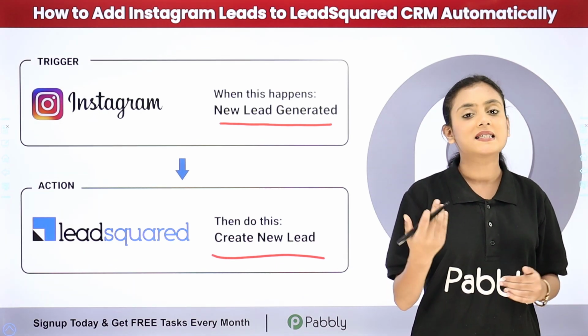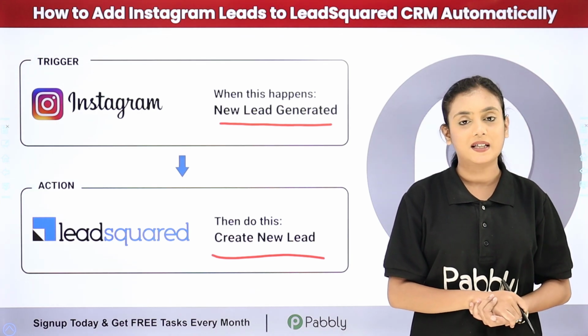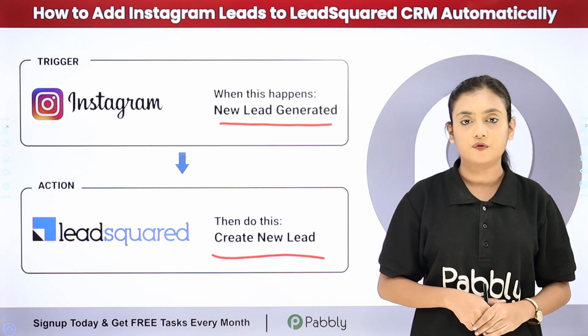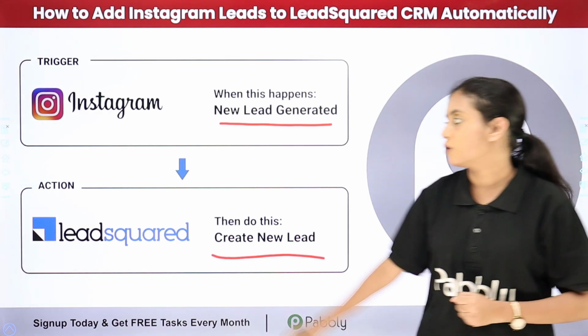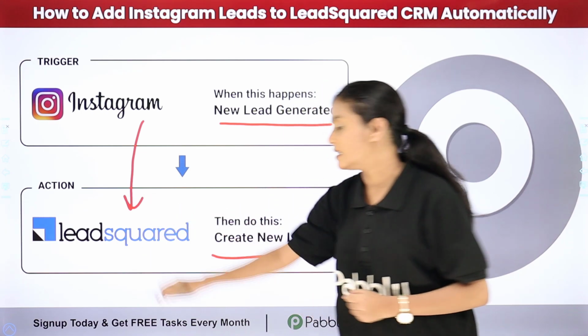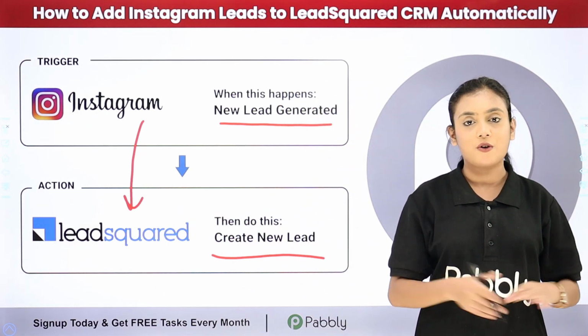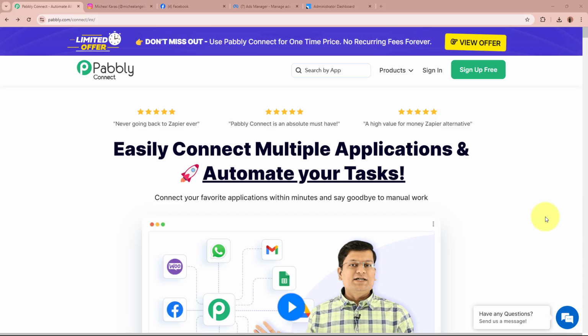So what I did was I simply automated this entire process with the help of Pabbly Connect, which is an amazing automation and integration software. In this video, I've created an automation between Instagram lead ads and LeadSquared. So if you want to learn about this amazing automation, then let me take you all to my screen. Welcome to my screen. In this video, we're going to learn how to add Instagram leads to LeadSquared CRM automatically.